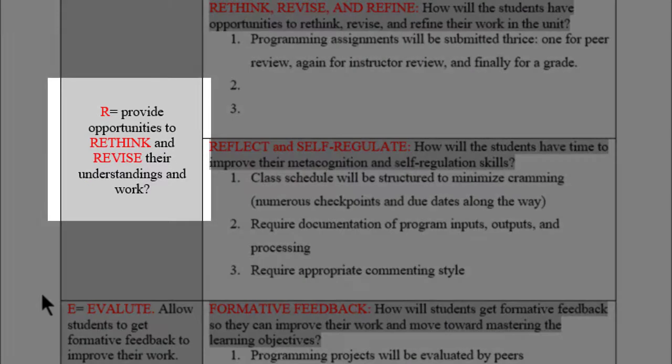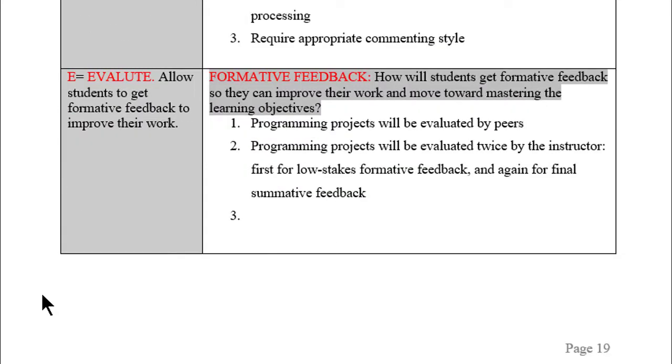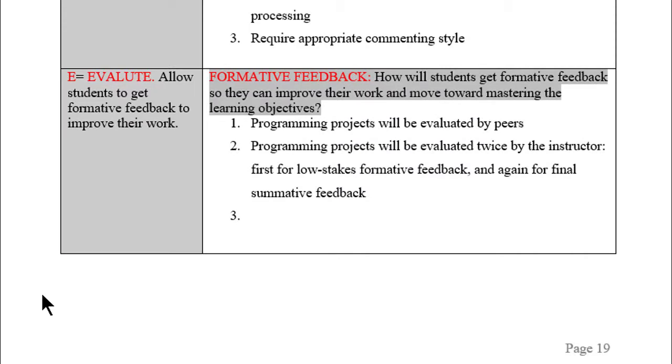The R in the abbreviation is for rethink, revise, or even reflect. We're not just done with a unit. We should check ourselves along the way, make sure everyone is following along. If people are falling behind, we can regroup. If people are getting bored because it's too easy, maybe we accelerate. The next section is E. There are 2 E's. Don't forget, this is the second E for evaluate. Allow students to evaluate themselves, allow the instructor to evaluate in a formative kind of way, not necessarily for a grade, just to make sure we're still on target.